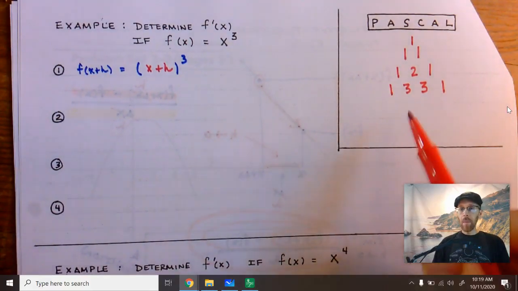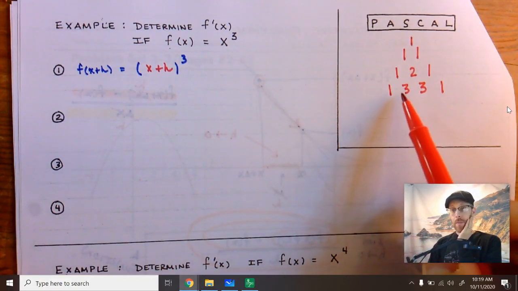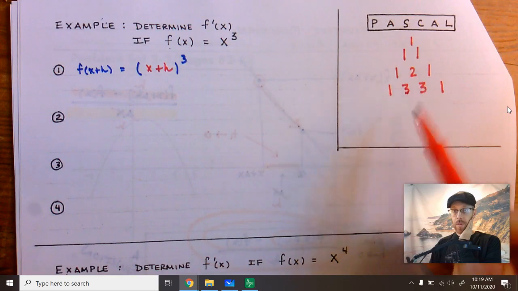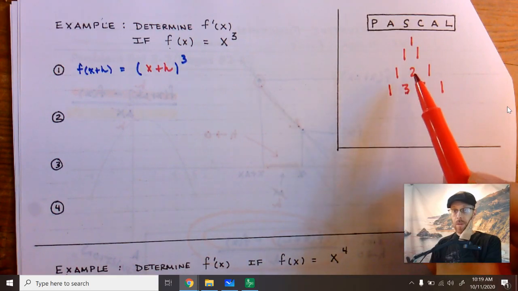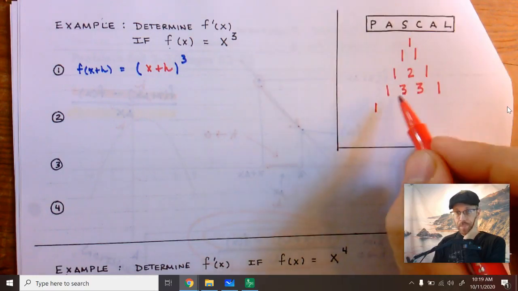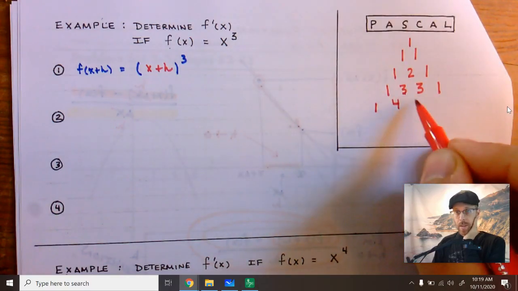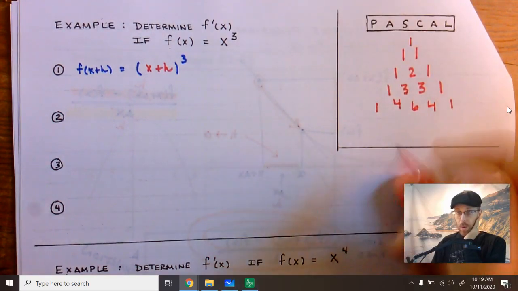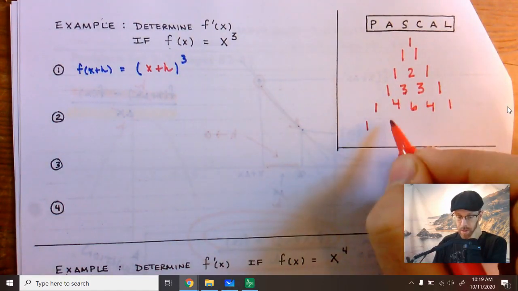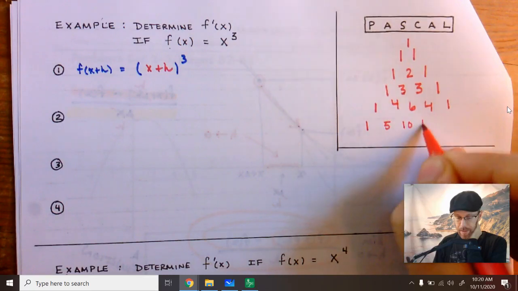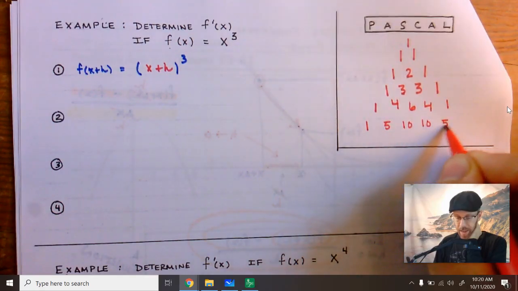There you go. The values are always equal to the sum of the two values above. So like right here, I got a 3 by doing 1 plus 2, then another 3 by doing 2 plus 1. So the next row would go 1, 4, 6, 4, 1. And if we wanted to go one further, it would go 1, 5, 10, 10, 5, 1.